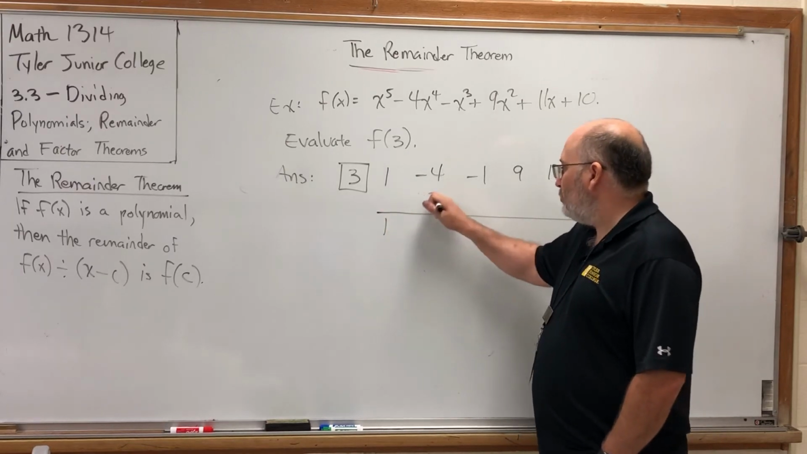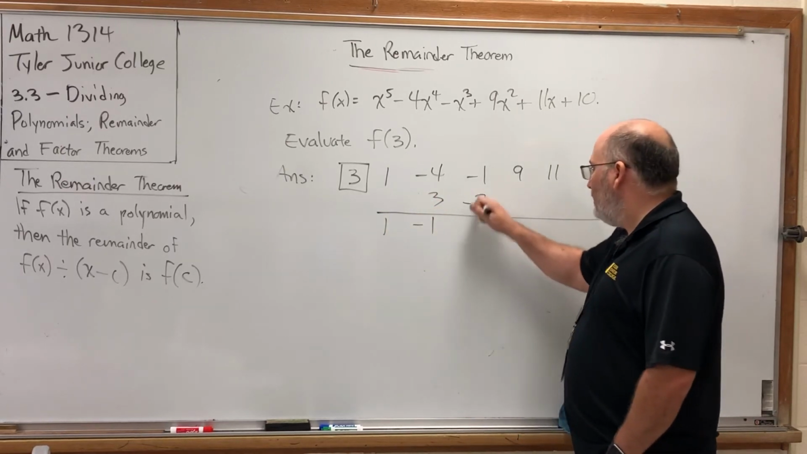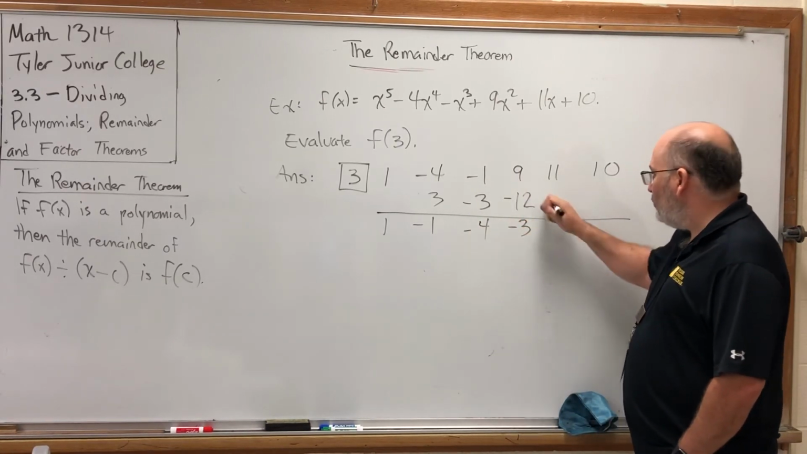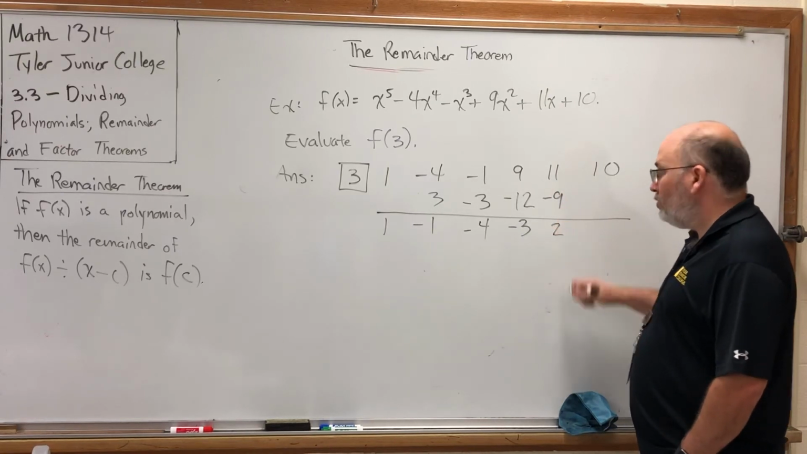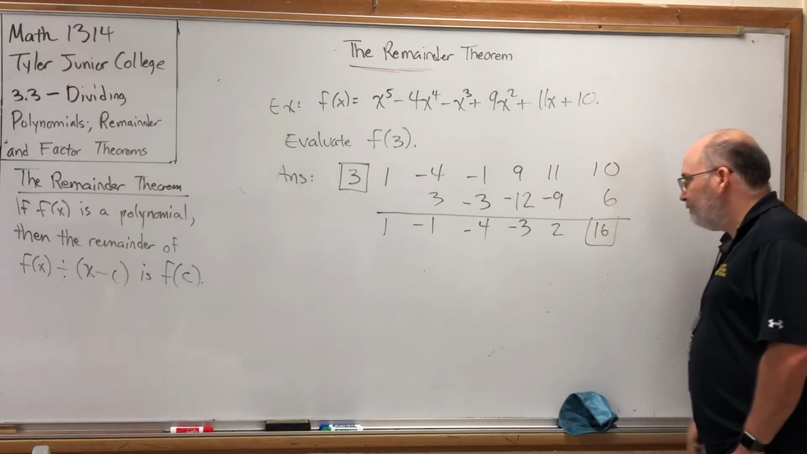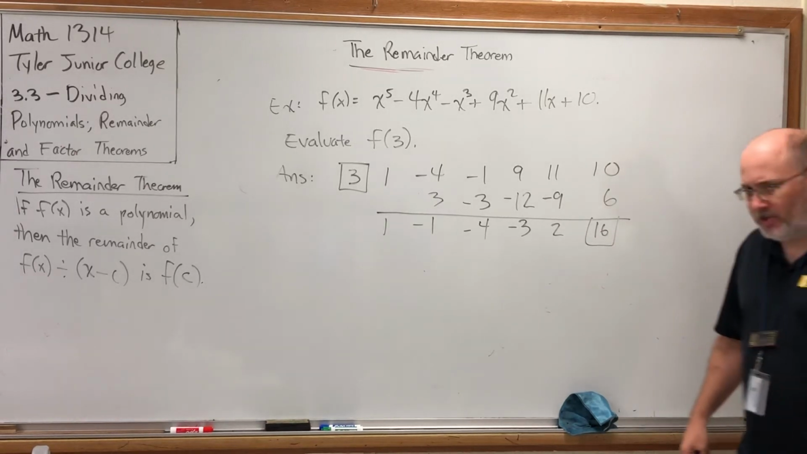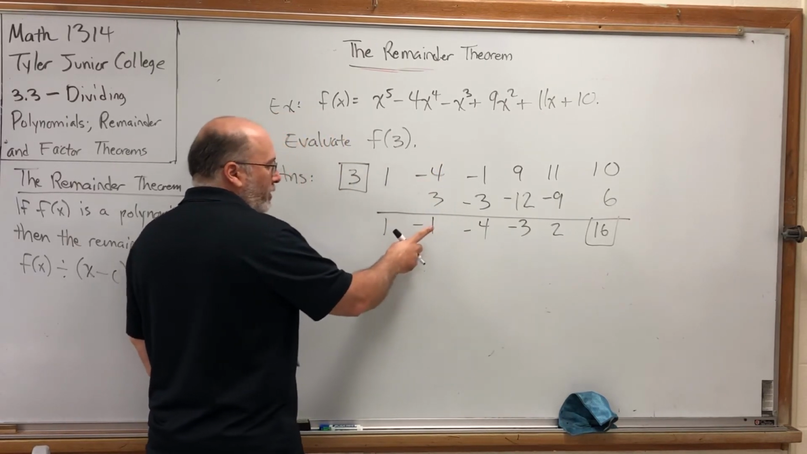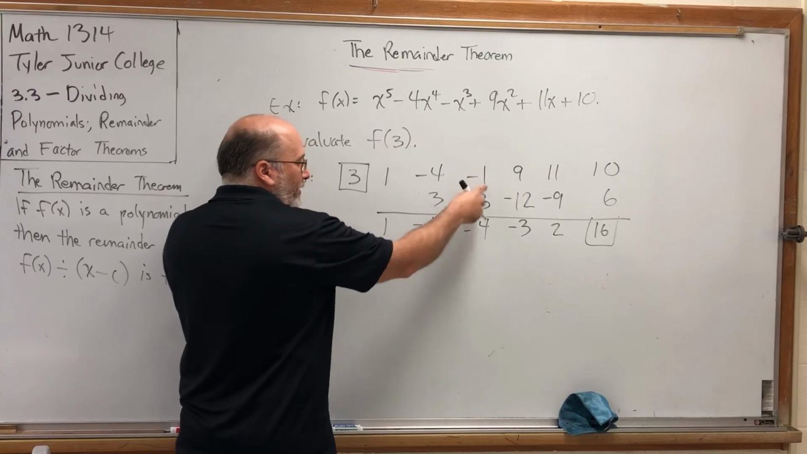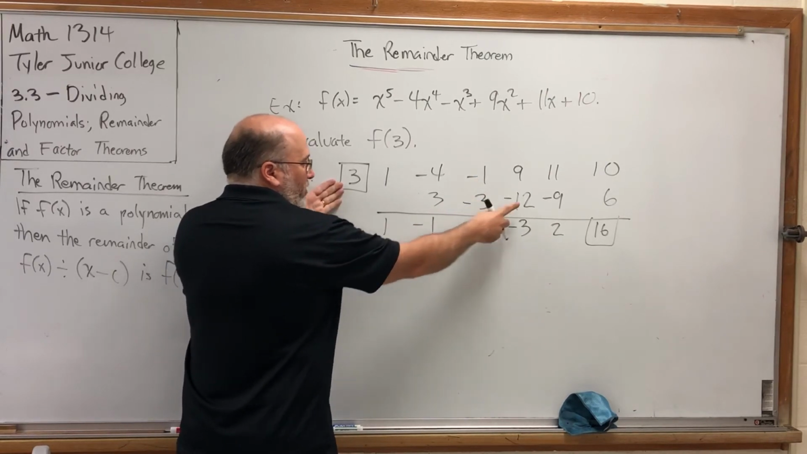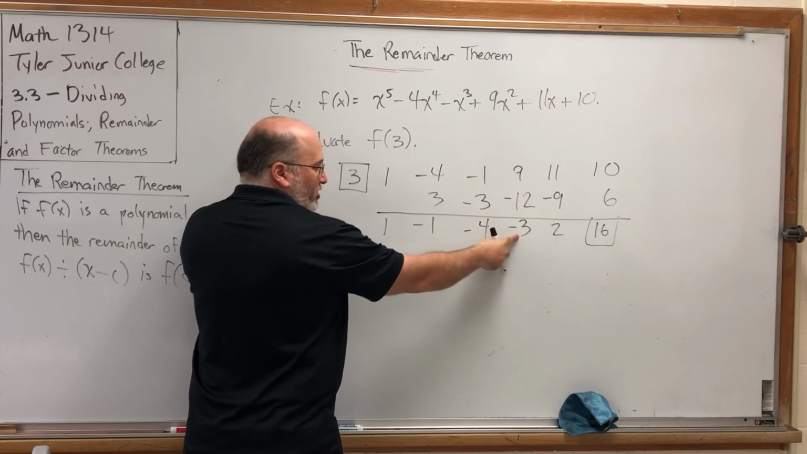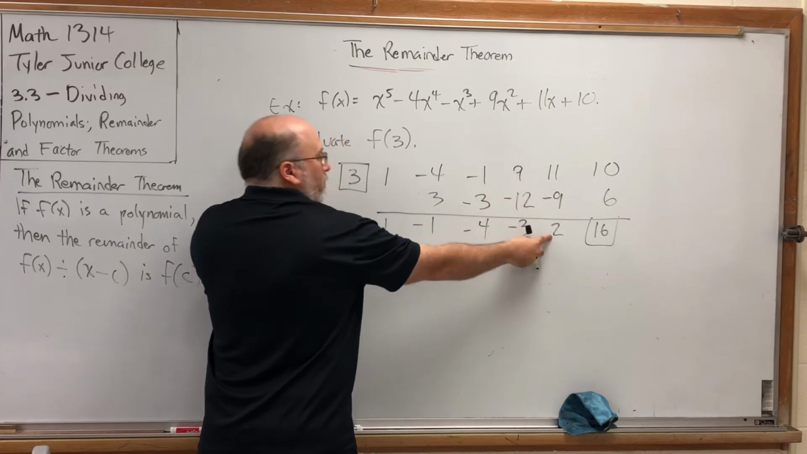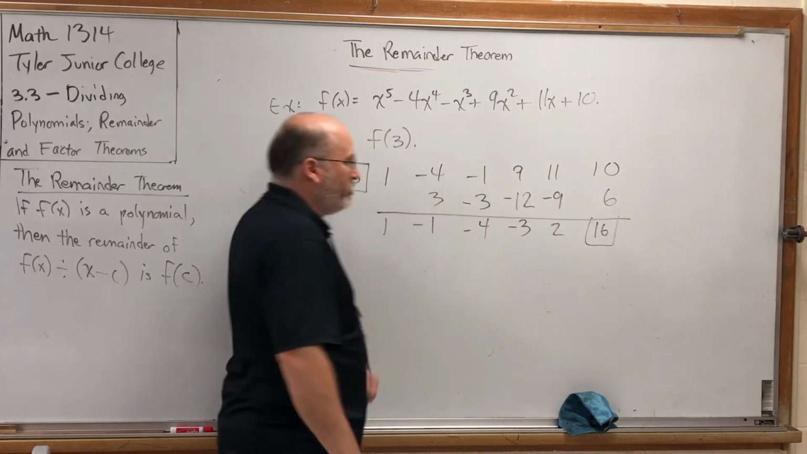Bring down the 1, times 3, add to get negative 1, times 3, add to get negative 4, times 3, add to get negative 3, times 3, add to get 2, times 3, 16. Let me double check our work. 1 times 3 is 3, negative 4 plus 3 is negative 1. Negative 1 times 3 is negative 3, negative 1 and negative 3 is negative 4. Negative 4 times 3 is negative 12, 9 and negative 12 is negative 3. Negative 3 times 3 is negative 9. 11 and negative 9 is 2. 2 times 3 is 6. 10 and 6 is 16.